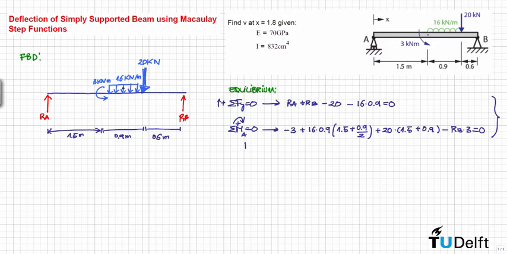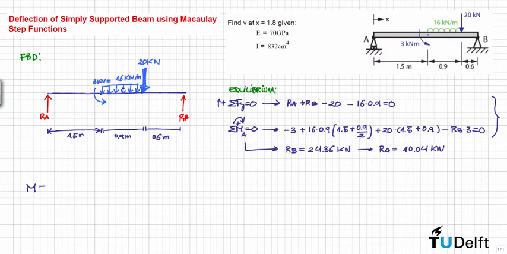Then from the equation of moments, we find directly, if we solve it, that the reaction force RB is equal to 24.36 kN. And if we substitute the result into the equation of the equilibrium of forces, we have that RA is equal to 10.04 kN.